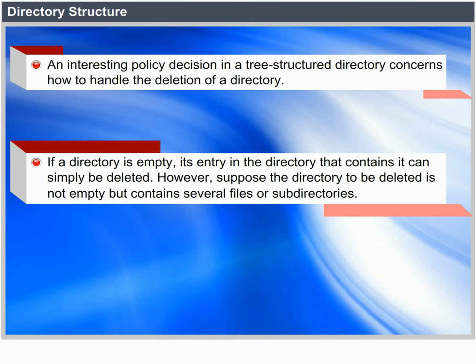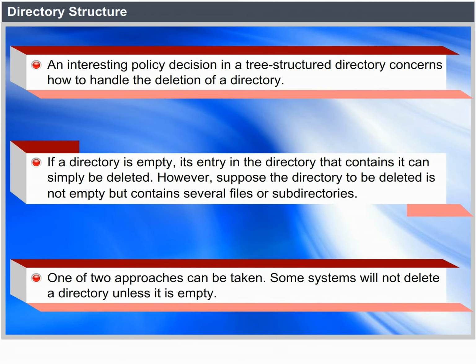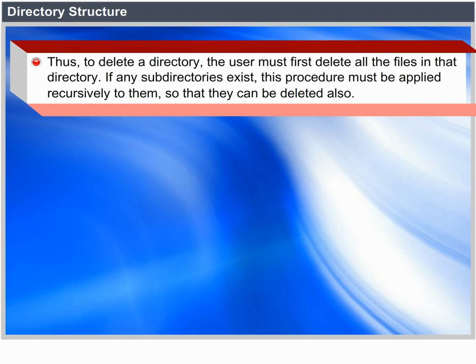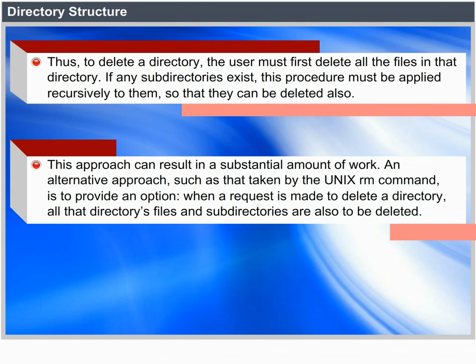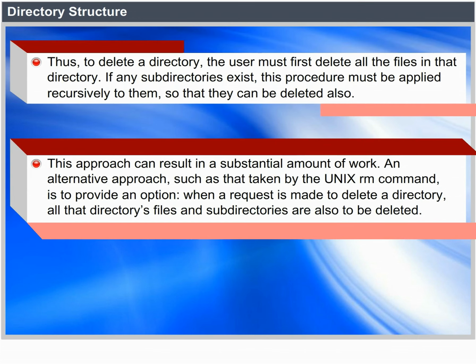Some systems will not delete a directory unless it is empty. Thus, to delete a directory, the user must first delete all the files in that directory. If any subdirectories exist, this procedure must be applied recursively to them so that they can be deleted also. This approach can result in a substantial amount of work. An alternative approach, such as that taken by the Unix rm command, is to provide an option. When a request is made to delete a directory, all that directory's files and subdirectories are also to be deleted.